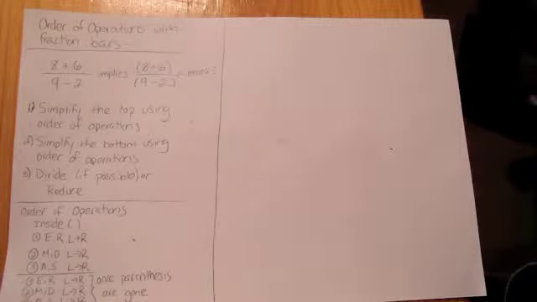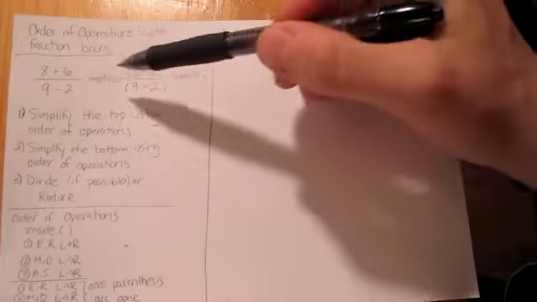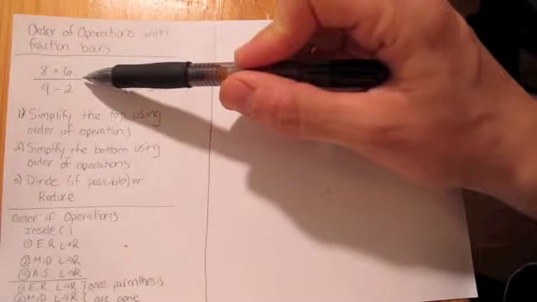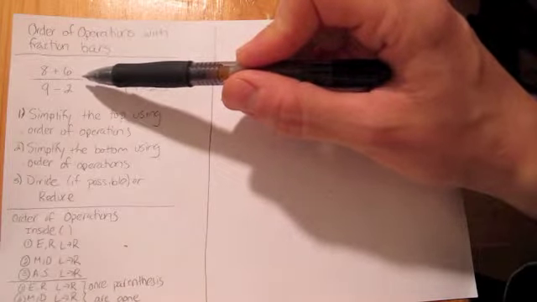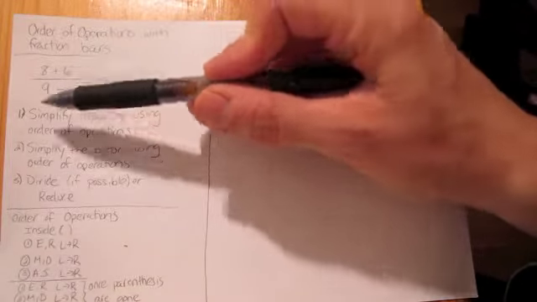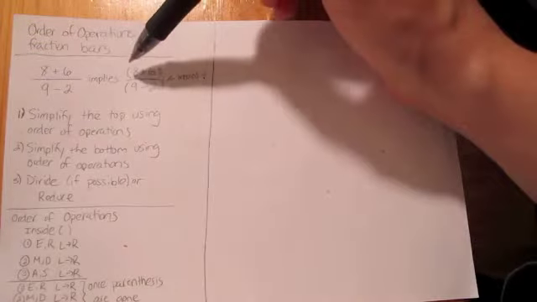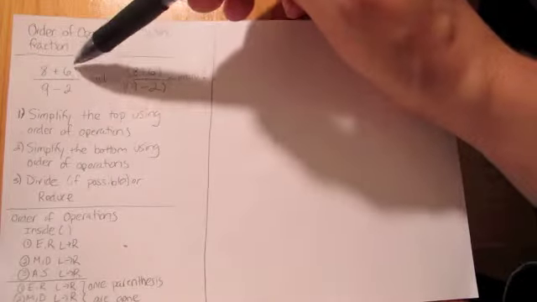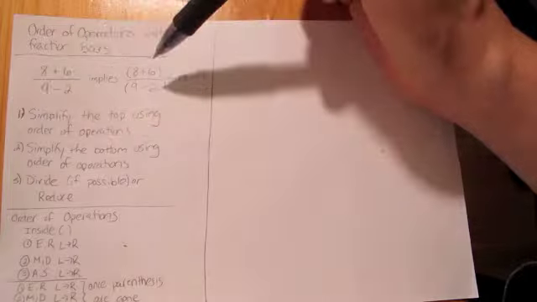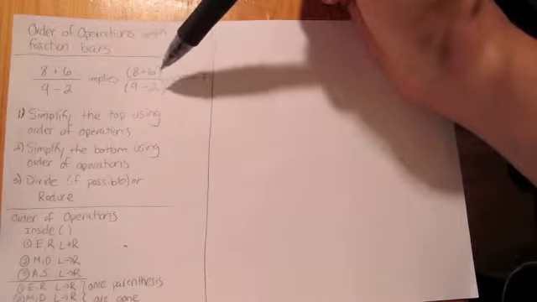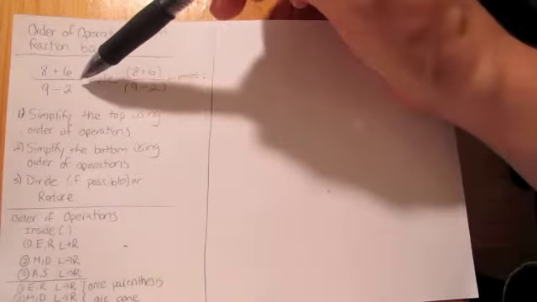Today we're going to talk about order of operations when you have fraction bars involved in your problem. Fraction bars can be kind of frightening, but really they just mean division, especially in a case like this. If you have a problem like this, it means that there are implied parentheses on the top and implied parentheses on the bottom. They're kind of invisible, but basically the fraction bar is a grouping symbol.